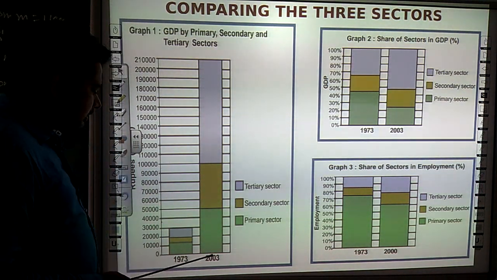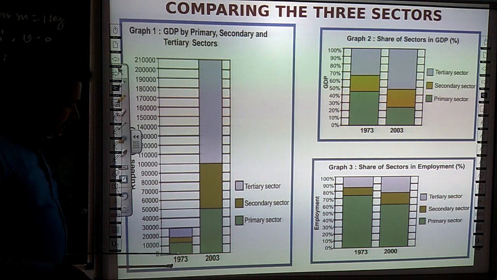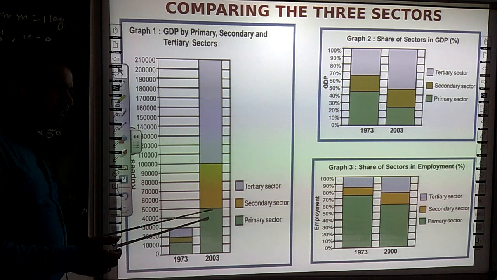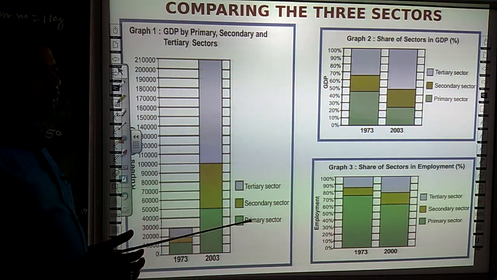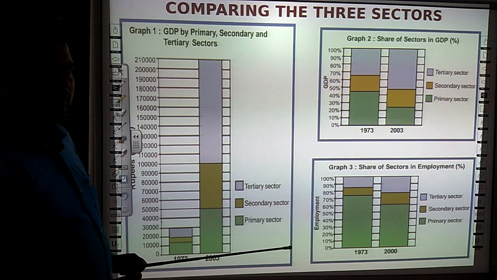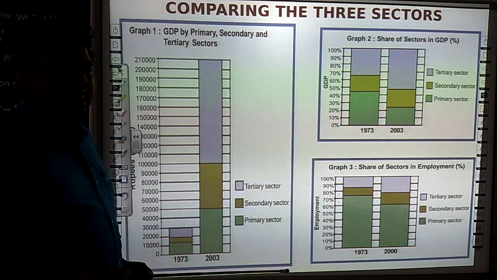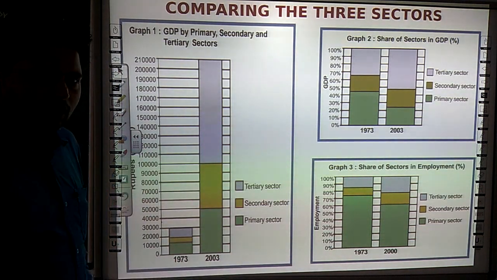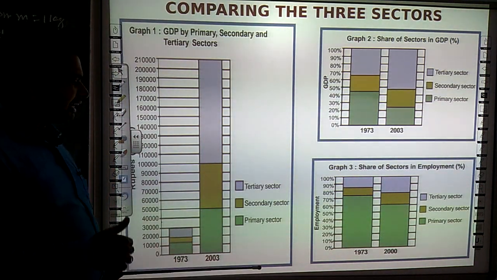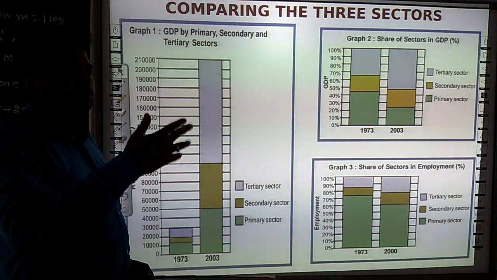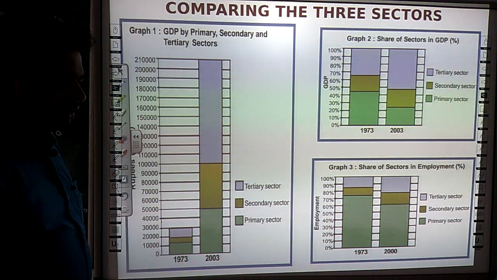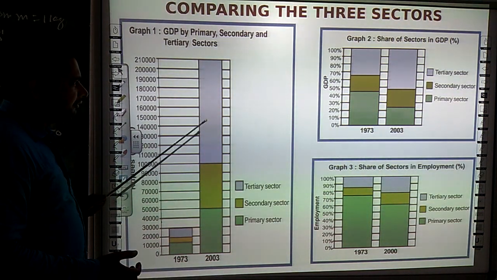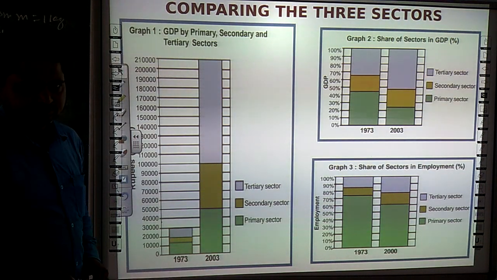GDP. But in 2003, you find that the contribution of the primary sector increased in value, meaning we started to grow more crops, and even India, which was a country that imported food grains, is now capable of exporting these food grains to most of the countries. But still this growth is not as fast as we see in the secondary and tertiary sectors.